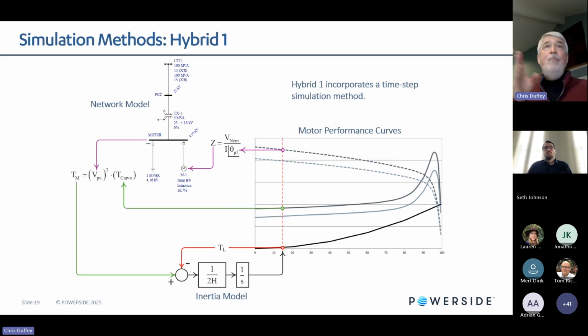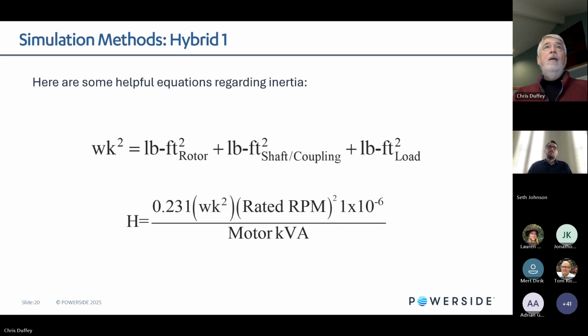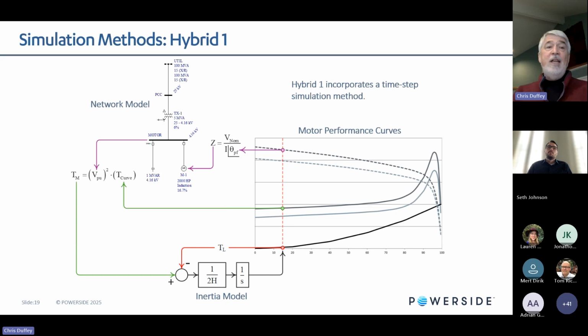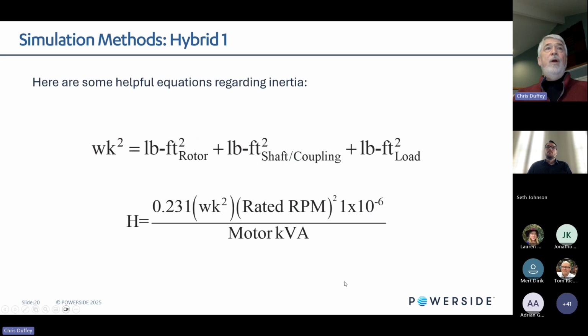All right. Hybrid 2 is very close to it. Oh, just in case you want a couple equations for yourself that might be useful, because you can notice I used H here, 2H for the inertia, and you don't have H. You can calculate it with this equation right here. H is a constant in kilowatt second per kVA, and these are typically in pound feet squared. There's a similar equation if you have the metric system.